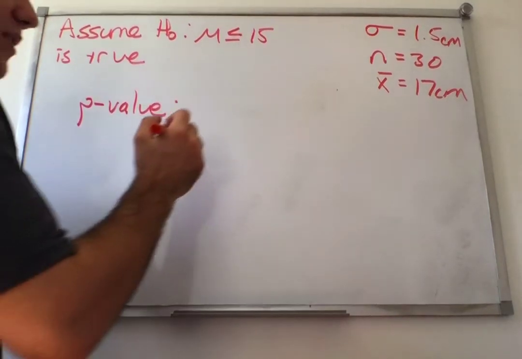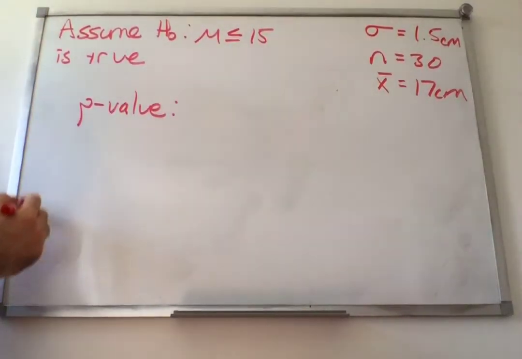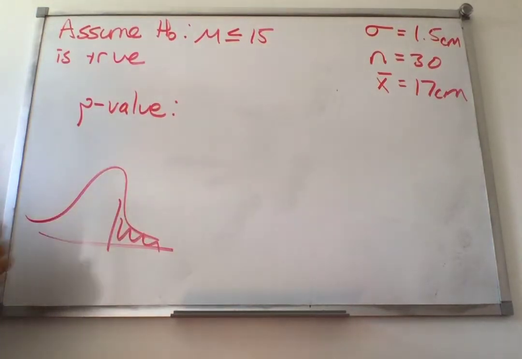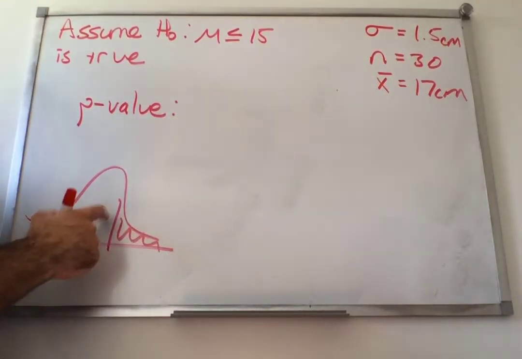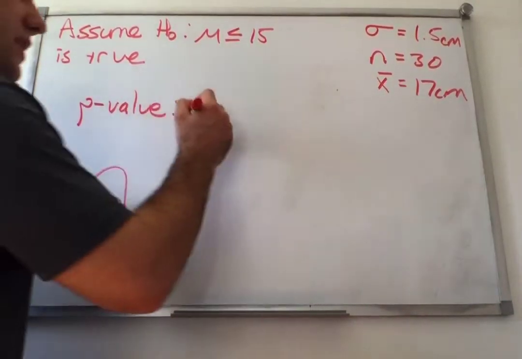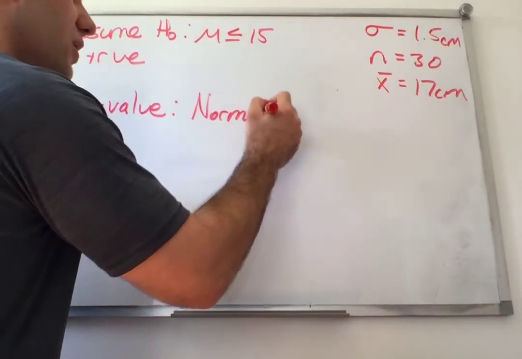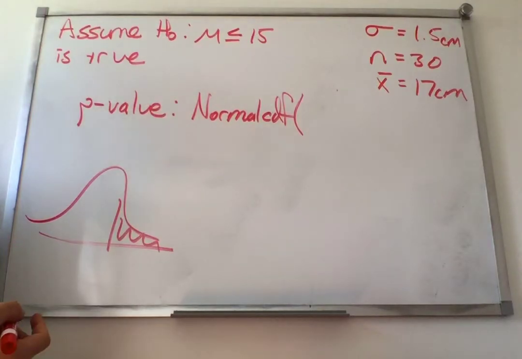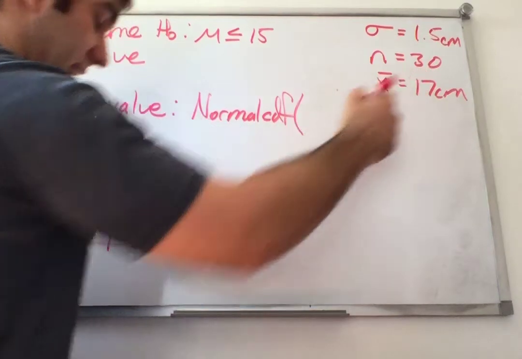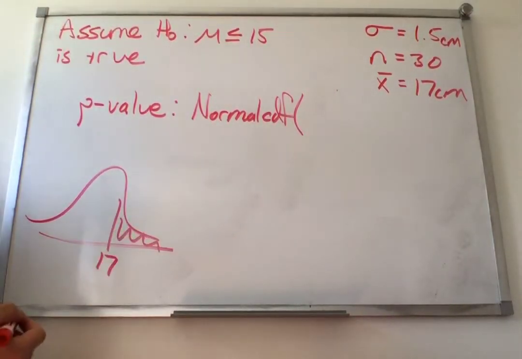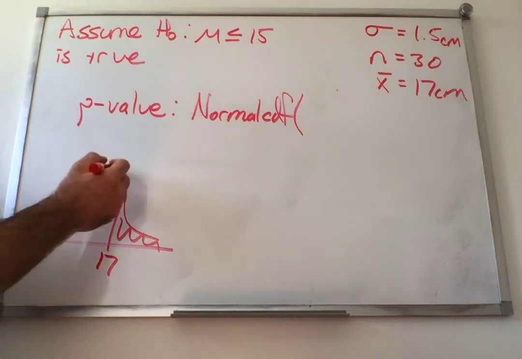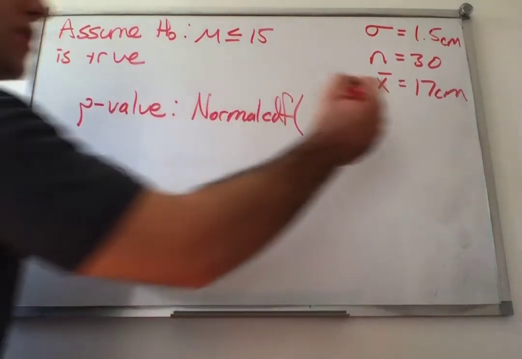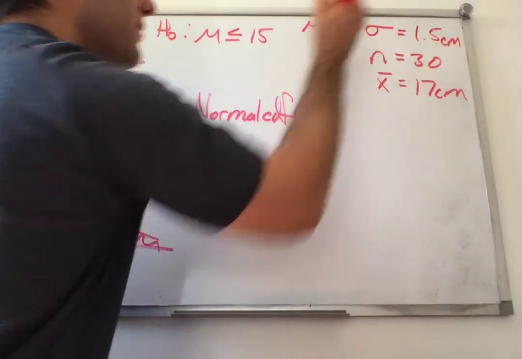If you want the p-value, remember we're doing a right-tailed test over here. We need the probability to the right. We know how to find the probability to the right of normal curves. That's normal CDF. Well, we need our lower bound. Our lower bound is 17 because we want 17 and bigger. Okay, it's a right-tailed test. The mean here is 15. That's our population mean. So we're assuming that mu is equal to 15 here.